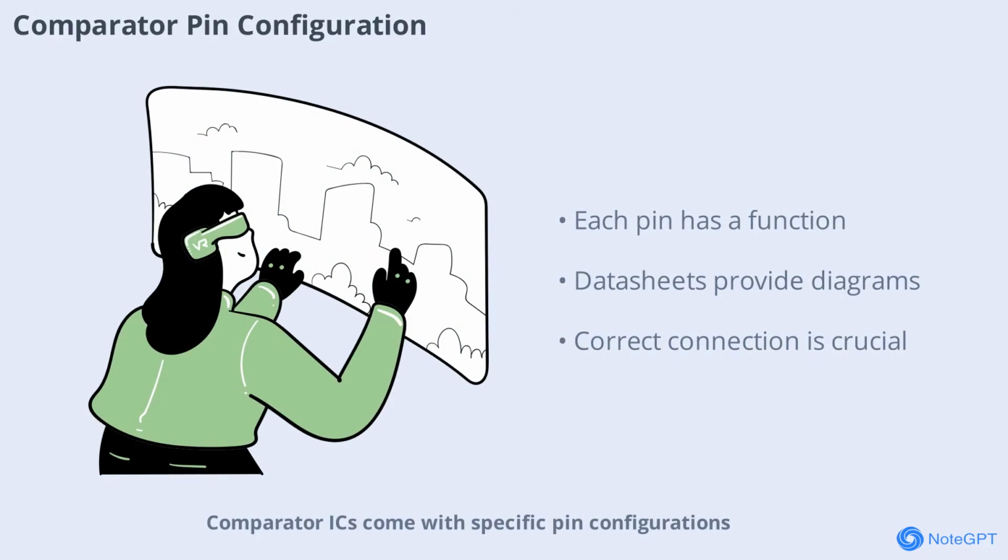Comparator ICs come with specific pin configurations. Each pin has a designated function, such as input, output, or power supply. Understanding the pinout is essential for integrating the IC into your circuit. Datasheets provide detailed diagrams and descriptions to help you connect the comparator correctly and avoid common mistakes.